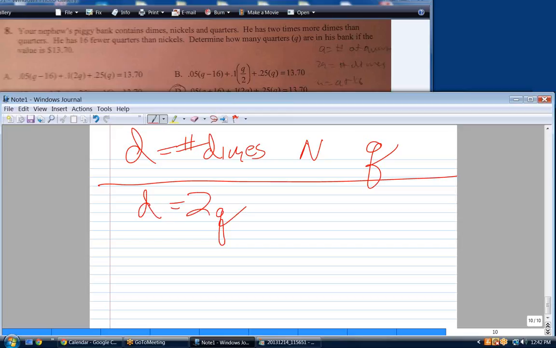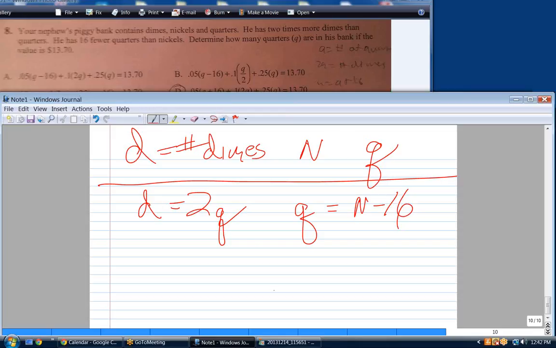He has 15 fewer quarters than nickels. What does that mean? 15 fewer quarters. So 16, Q equals N minus 15? 16, excuse me, yes. N minus 16. I realized when I looked at these answers I had misspoke.